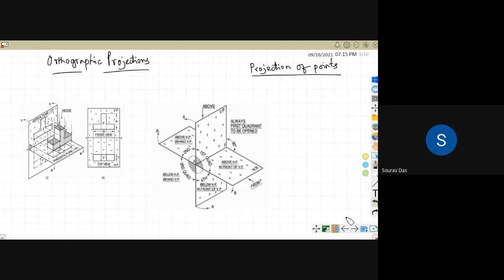Now we have projections, orthographic projections. So what is orthographic projection? When the projectors are parallel to each other and also perpendicular to the plane, that is known as orthographic projection.